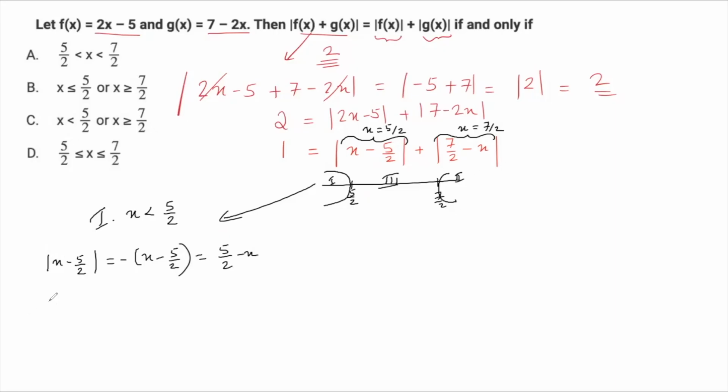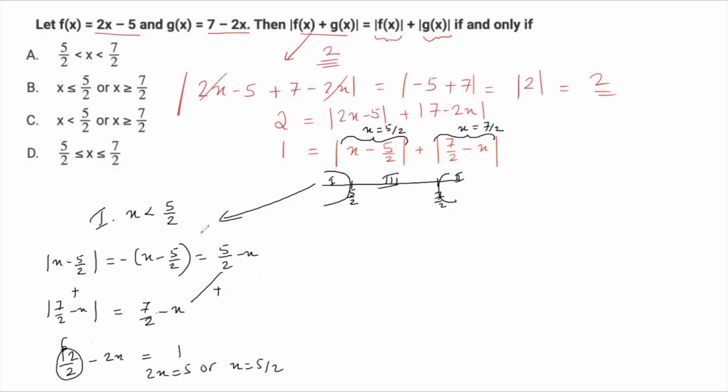Similarly, the second bracket is mod of 7 by 2 minus x. Since x is less than 7 by 2, 7 by 2 minus x will be positive only. So mod of 7 by 2 minus x will be as it is, 7 by 2 minus x. In the question, we are now adding these two. The summation of these two terms is 5 by 2 plus 7 by 2, which is 12 by 2, minus 2x. And this should be equal to 1. 12 by 2 is basically 6, minus 2x is 1. That gives me 2x is equal to 5, or x is equal to 5 by 2.